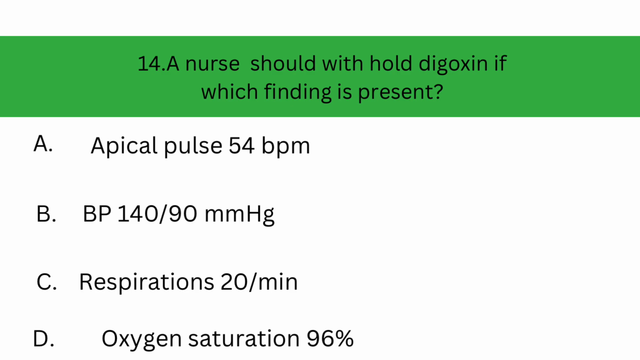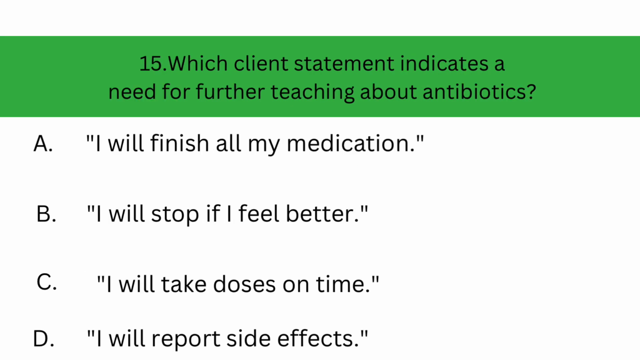14. A nurse should withhold digoxin if which finding is present? A. Apical pulse 54 BPM. B. BP 140/90 mmHg. C. Respirations 20 per minute. D. Oxygen saturation 96%. Correct answer: A.